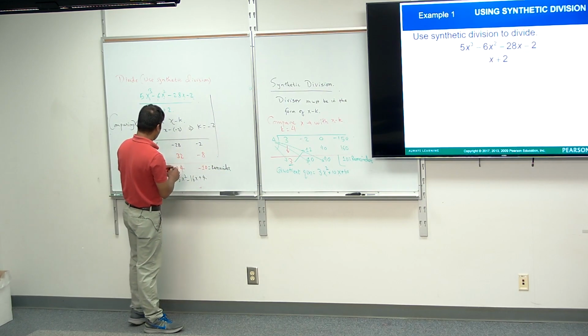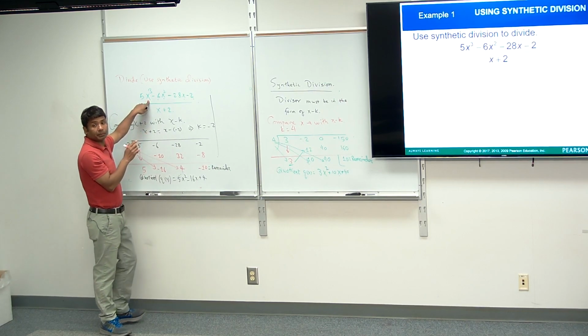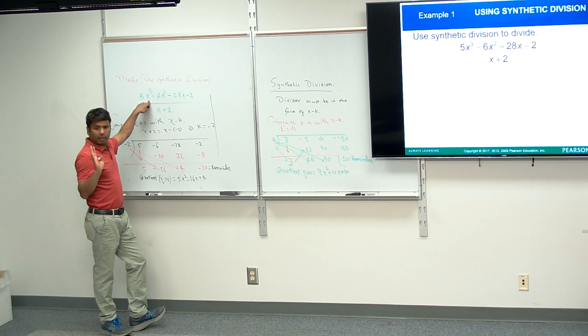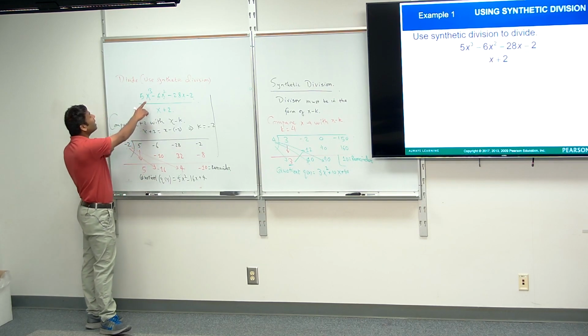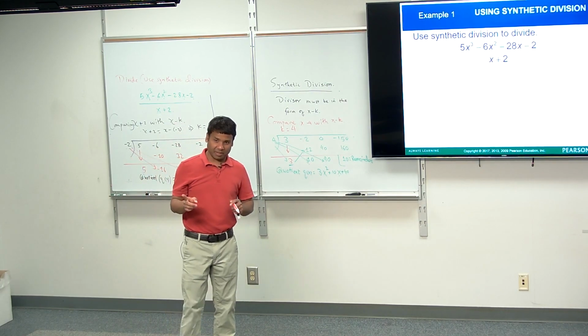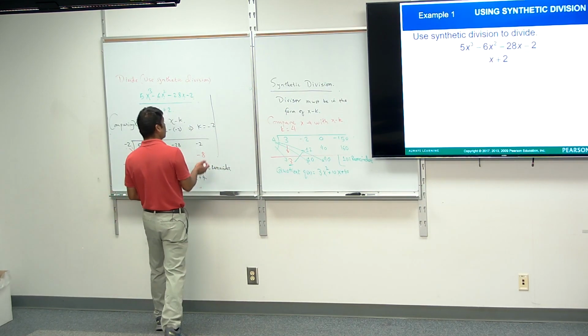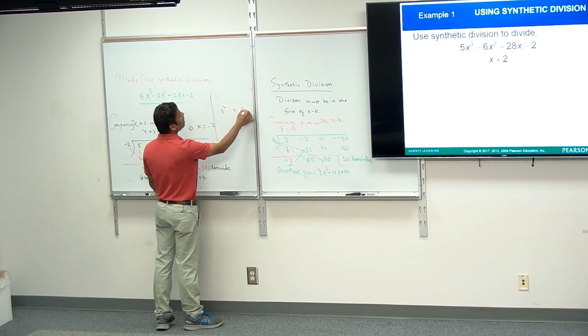So look here. The degree of the dividend is 3. So the degree of the quotient must be what? The degree of the dividend is 3, so the degree of the quotient must be 1 less than 3. So 1 less than 3 is 2. So you will have an x squared term, an x term, and a constant term. Are you guys with me?